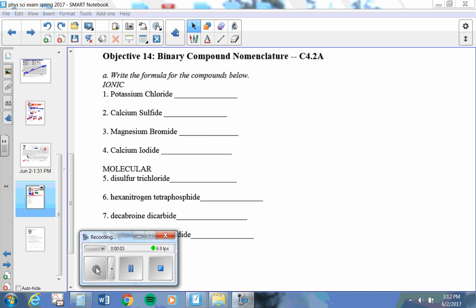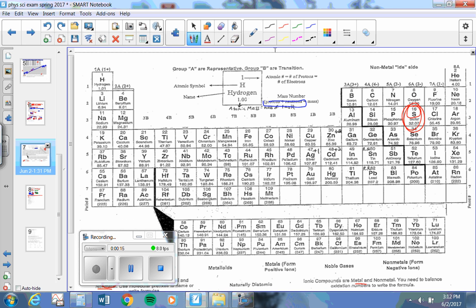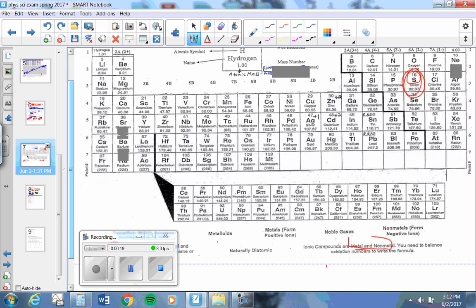Okay, let's try some naming. Nice thing about these is they tell you exactly what kind they are. These are formulas for ionic. Ionic are always, always, always a metal to a non-metal. Some people wrote some notes that said no prefixes. What we have to do, though, is balance oxidation numbers, which means the crisscross method.